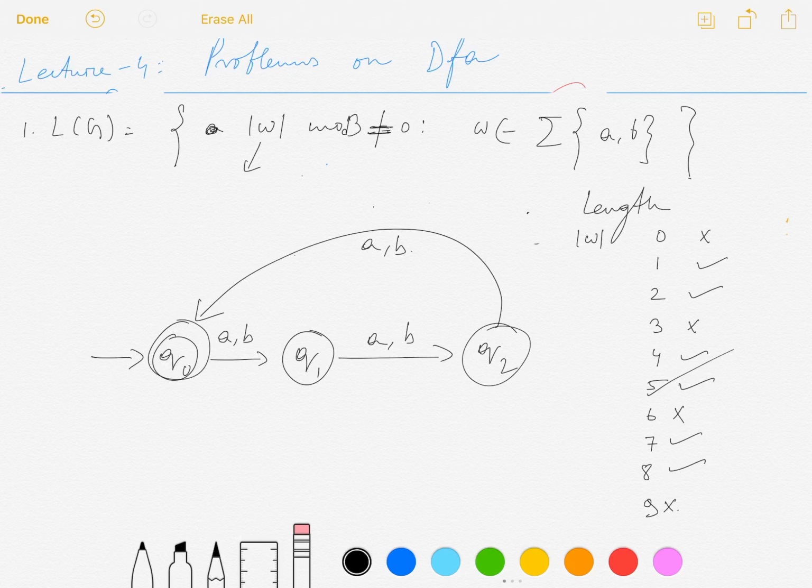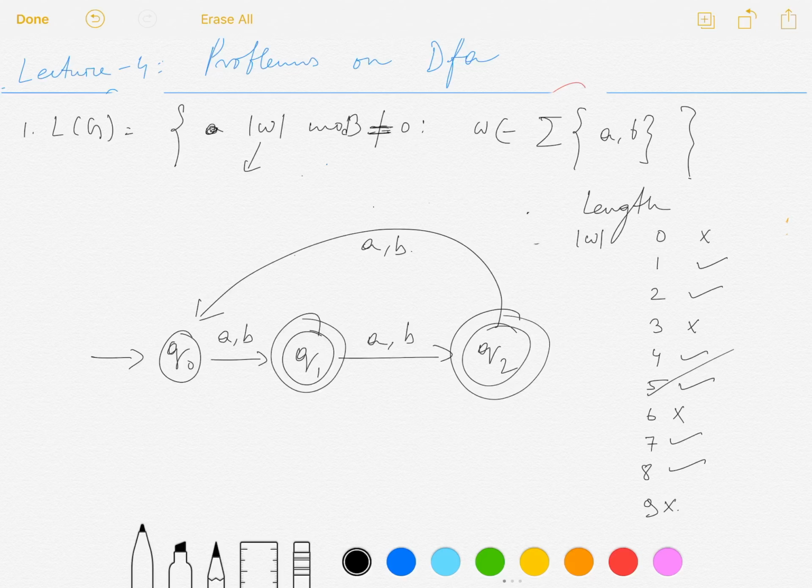So, it is very easy. In that case, what I have to do is, the initial state Q0, which I made a final state, remove that, and make the rest, Q1 and Q2, final states. Then it will solve my problem.